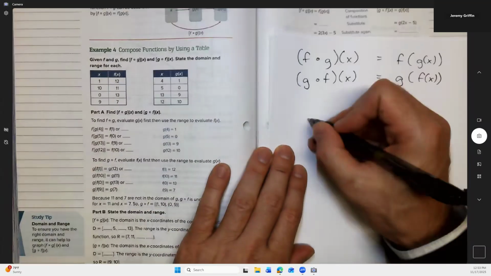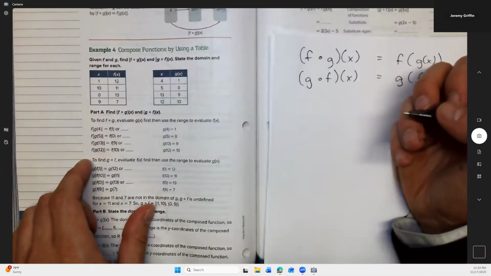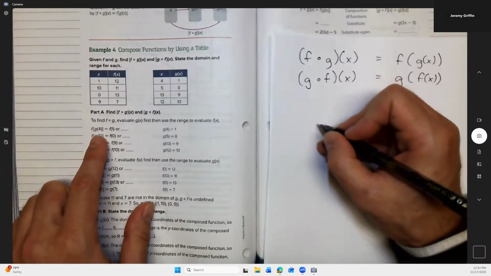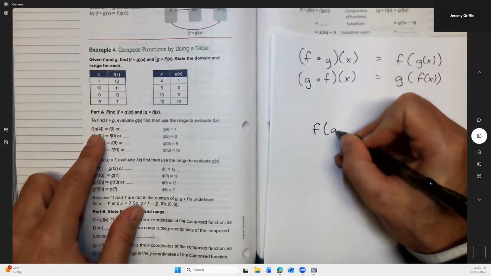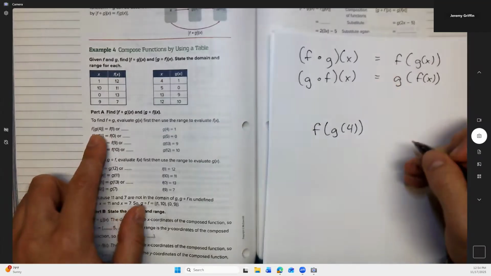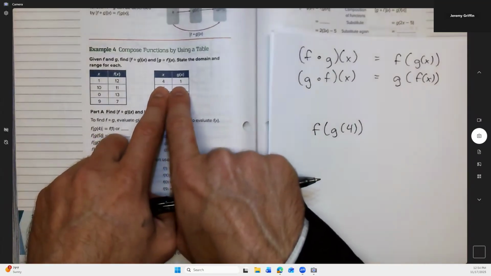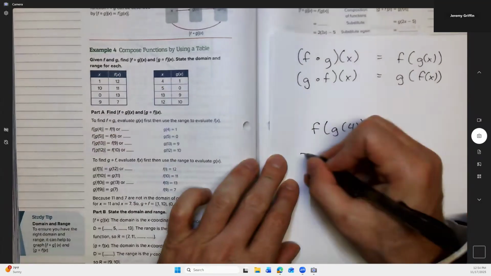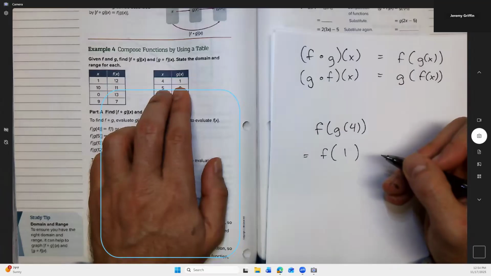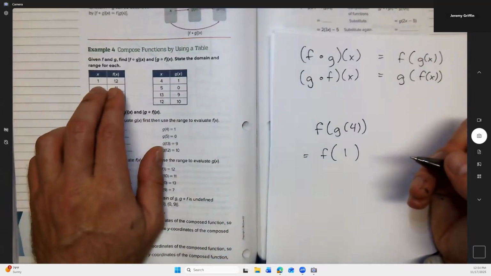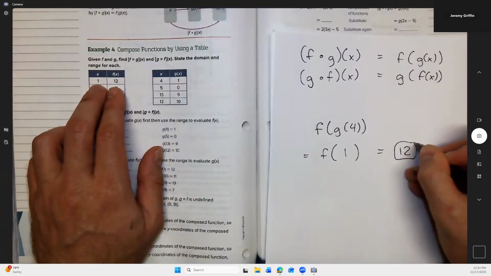So for example, what is f of g of four? Makes sense, right? Well, what is g of four? If x is four, g of four is one. So this is the same thing as f of, and then for g of four I can plug in the y value of g, which is one. So what is f of 1? Well, it says it right here. If x is 1, then f of x is 12, so the answer is 12. Okay, let's do another one.